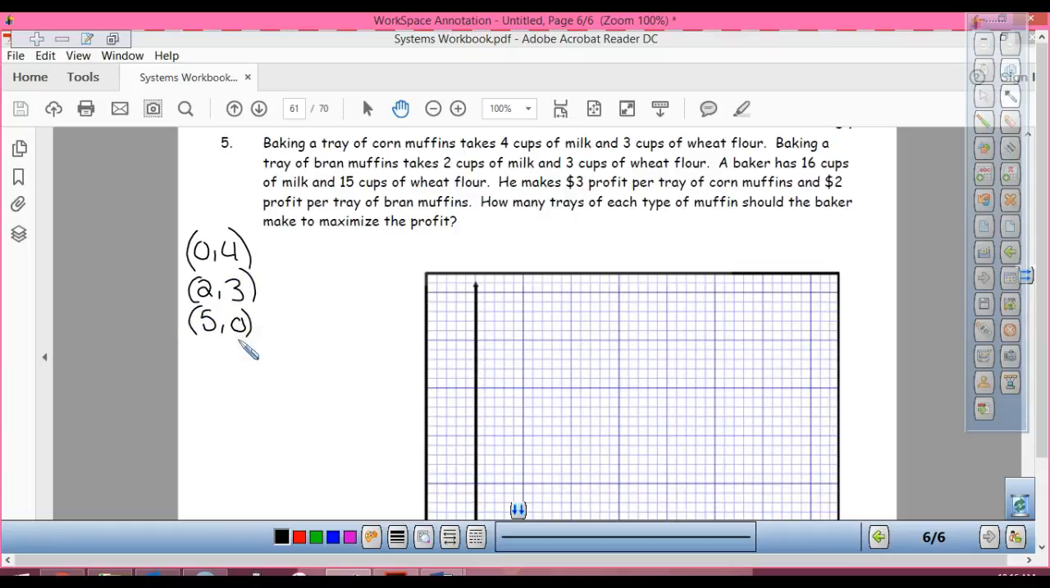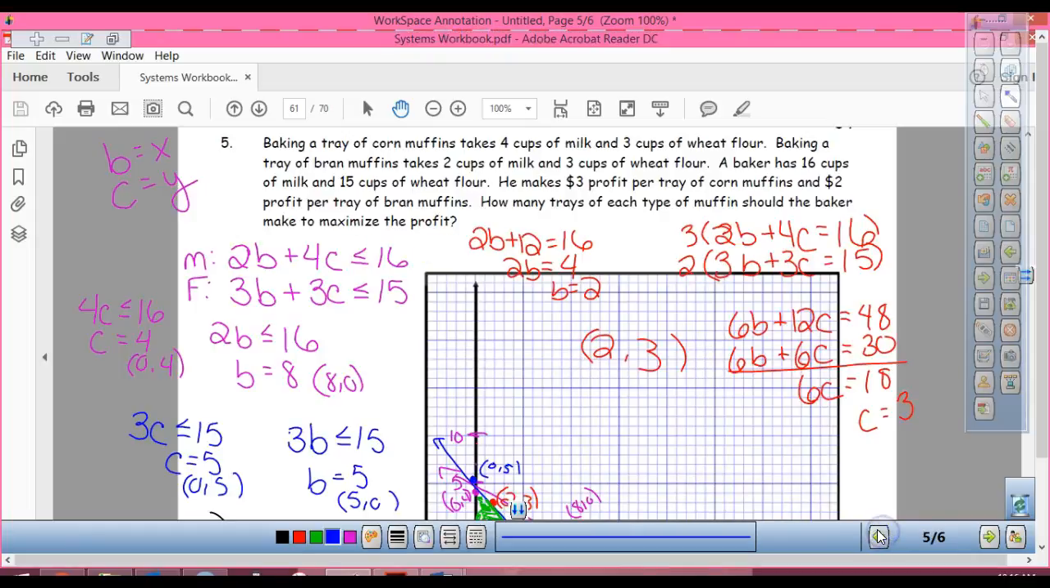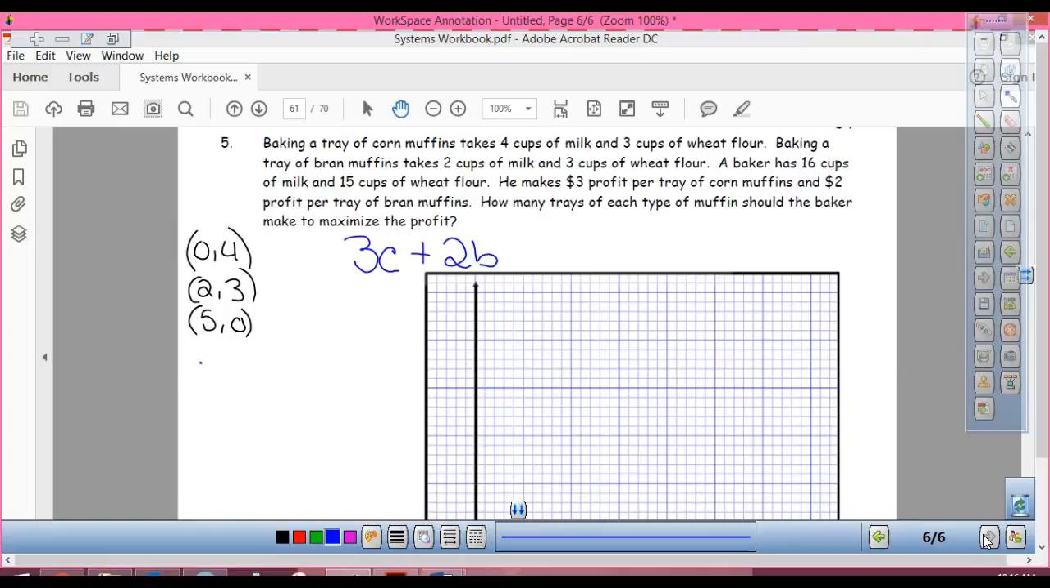All right, so let's write our profit equation. We've got $3 profit of corn muffins. So that's going to look like 3C plus $2 of profit for bread muffins, 2B. Okay, but time out. We could flip-flop this, right? Because we've been doing B first. It'll always be this bottom corner. Okay, so let's flip-flop this.